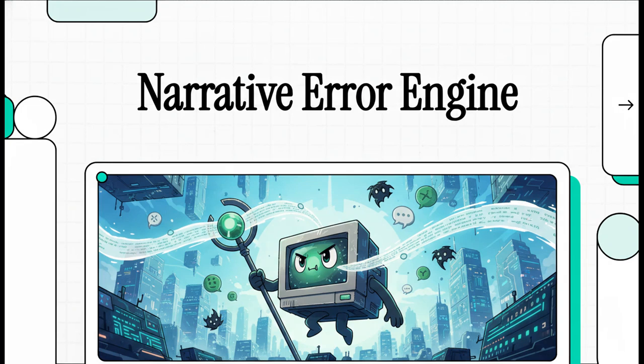So today, we're going to dive into something called the narrative error engine. And yeah, it's a pretty radical new way of thinking about something every single one of us deals with, probably every day, those frustrating command line errors. This is all about how we can turn that moment of failure into a genuine feature.